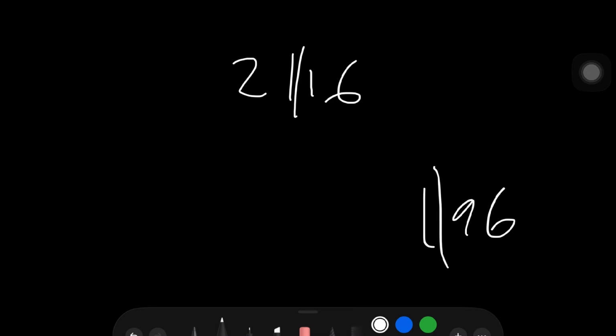It works for any number. In this case, it's a 4-digit number, so we split it like this. And if yours is a 3-digit number, like let's say you're trying to figure out the square root of 196, you split it like this.